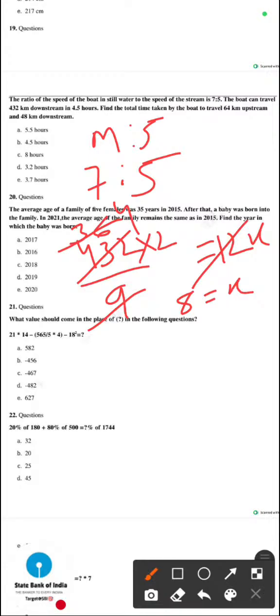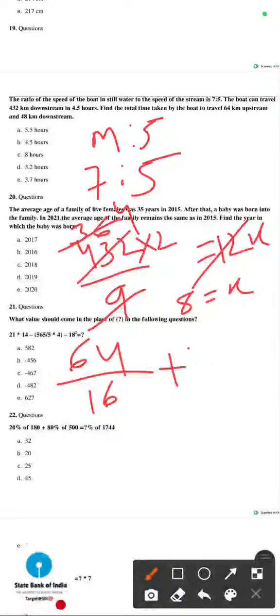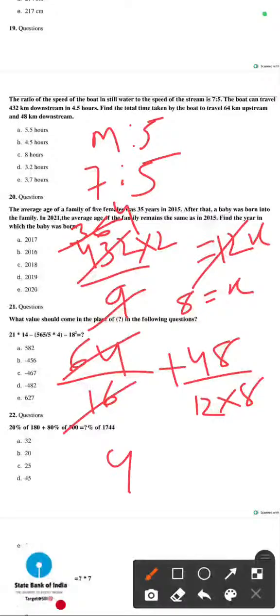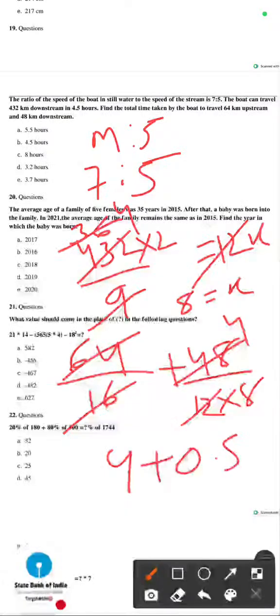Find the total time taken by the boat to travel 64 kilometers upstream. So 64 divided by upstream, which is the difference between these two, 2x. 2x means 2 times 8, 16, plus 48 kilometers downstream. 48 divided by downstream, 7 plus 5, 12x, means 12 into 8. So here 16, 4 times, plus 12, 4 times is 48. 4 divided by 8 means half, so 0.5. Total time taken is 4.5 hours. So the answer will be option B for this one.